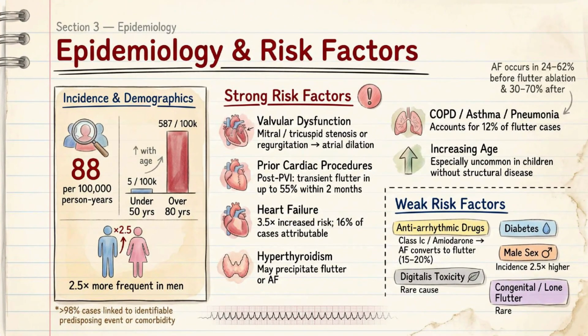Who is at risk? Well, flutter loves company. It is 2.5 times more common in men, and its incidence skyrockets as we age. Notice the strong risk factors listed in your notes. Anything that stretches the atria, like heart failure, valvular disease, or a pulmonary embolism, can create the perfect environment for this re-entrant circuit to start.